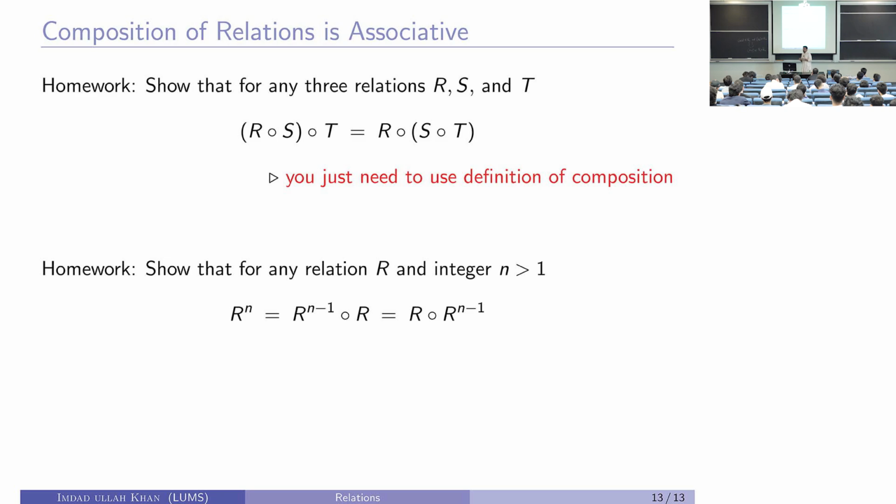Composition of relations is associative. Okay? You can do the composition in any order. So R^n is equal to R^(n-1) composed with R. What is n minus 1? It is R composed with itself n minus 1 times.